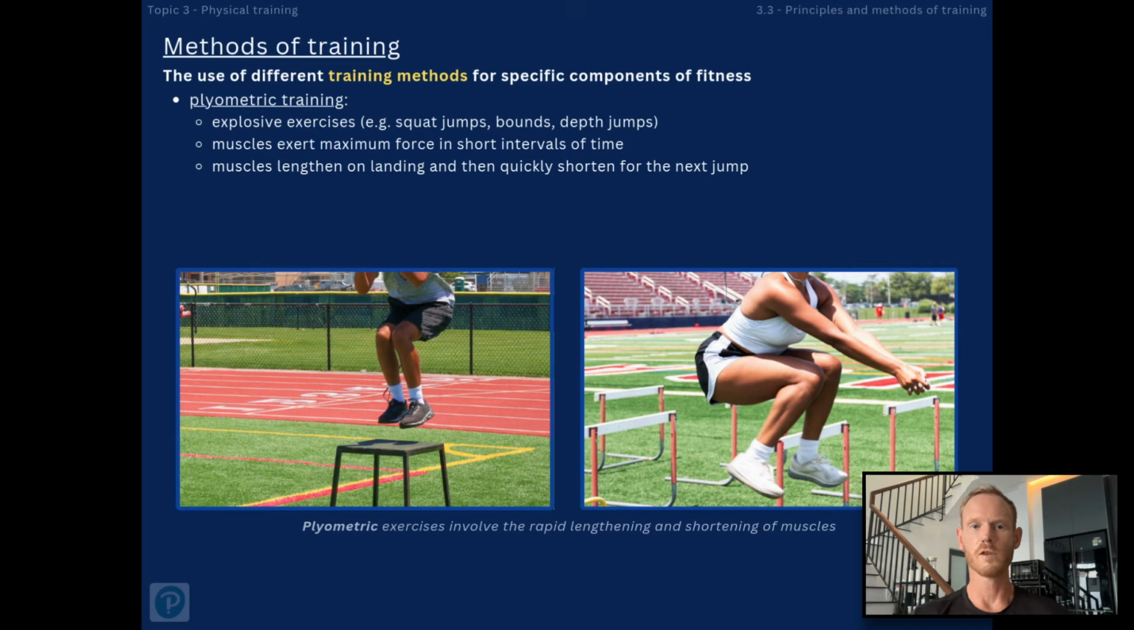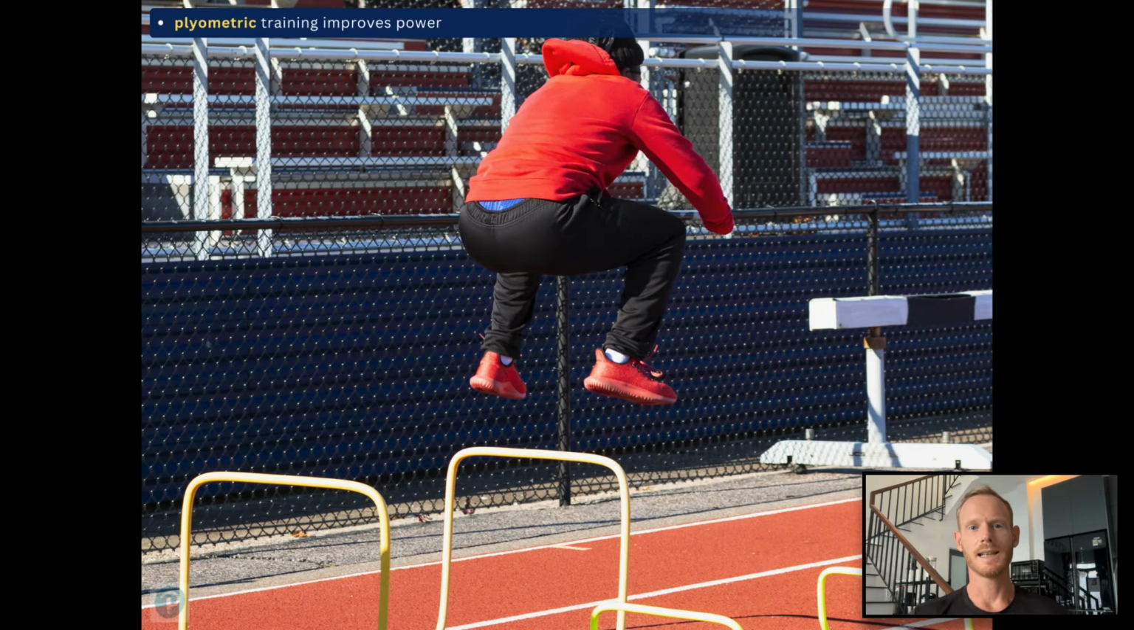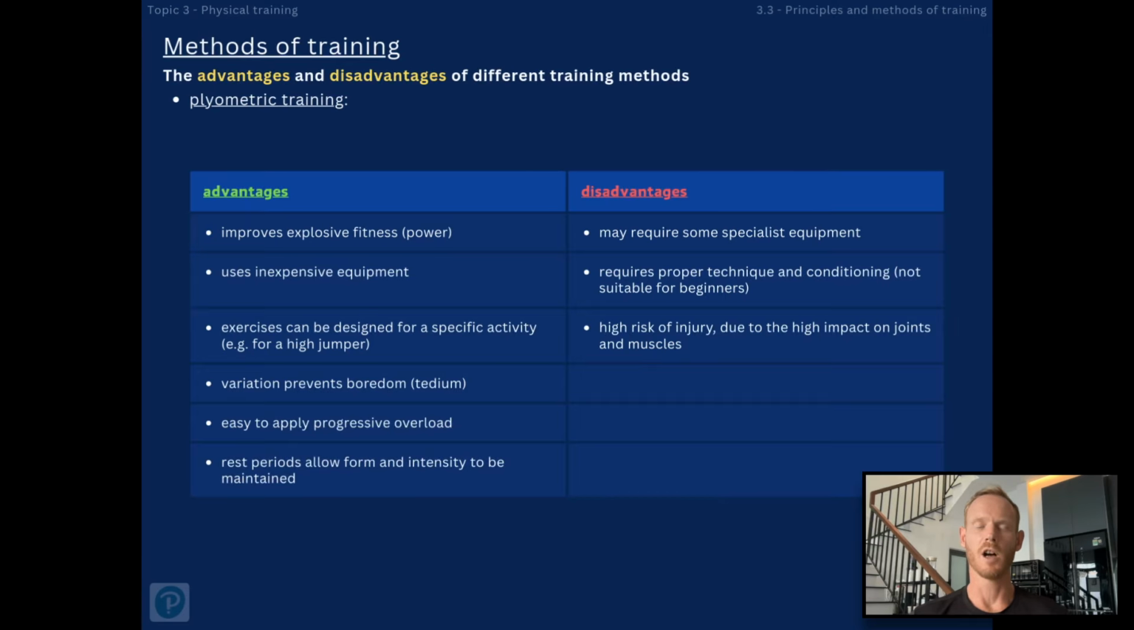Plyometric training involves performing explosive exercises where the muscles exert maximum force in short intervals of time. Examples include squat jumps, explosive press-ups, bounds, and depth jumps, all of which involve the rapid lengthening and shortening of muscles. It's specifically intended to improve power, which is the ability to apply lots of force extremely quickly. Plyometrics may therefore be used by athletes like high jumpers, javelin throwers, and basketball players. This table summarizes some of the advantages and disadvantages of plyometric training.